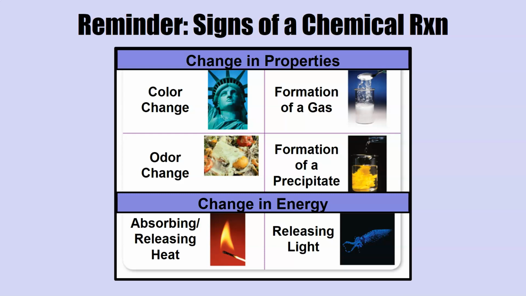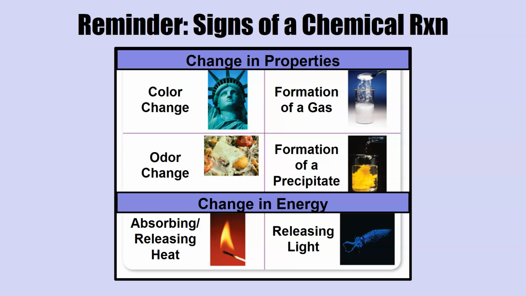So for example, a color change, or maybe a gas is formed. It could be an odor change. The smell could start to be different. You could form what's called a precipitate. A precipitate is what you get when you pour two liquids together and all of a sudden a solid appears. The product that they make is now a solid, not a liquid.